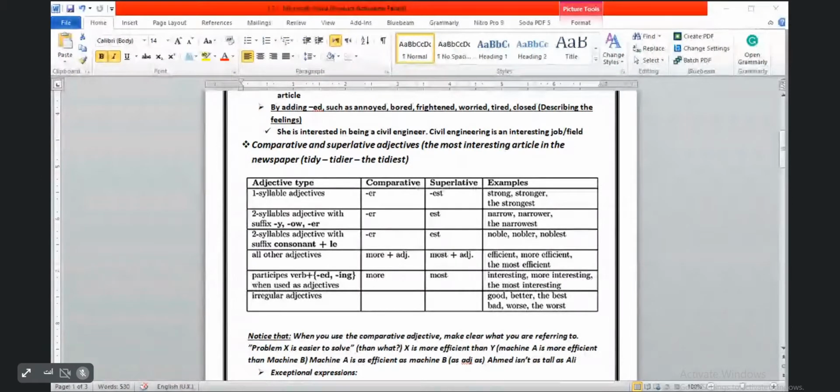I have an example. Yes, you have an example before we change. What's your example? Friendship is more important than love. Okay, so the adjective is important, and you are using more. That's a good one.